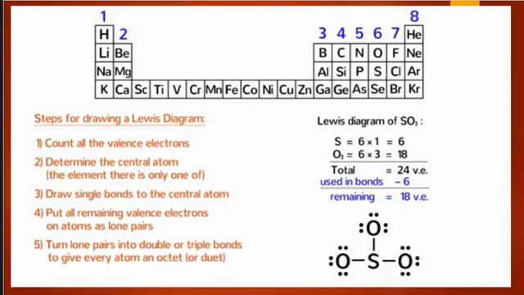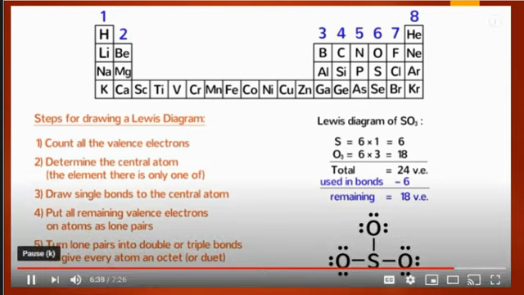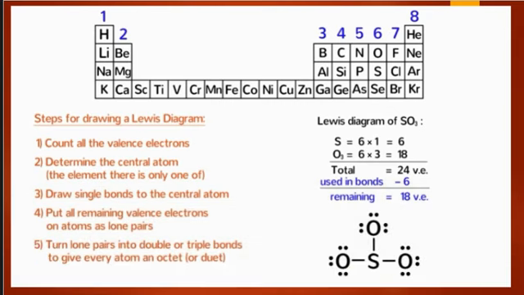Step 5. First pause the video and check to see if any atom does not have an octet or duet. So I did pause it here. So notice each oxygen has 8, but sulfur, 1, 2, 3, 4, 5, 6, is unhappy because it only has 6 valence electrons. So what can we do to make it happy? We cannot just give it more electrons since we don't have any more.